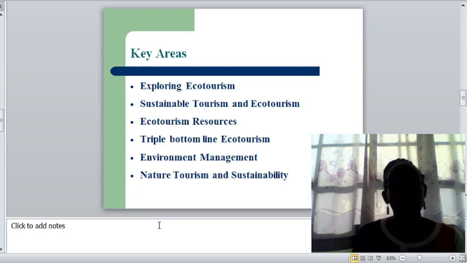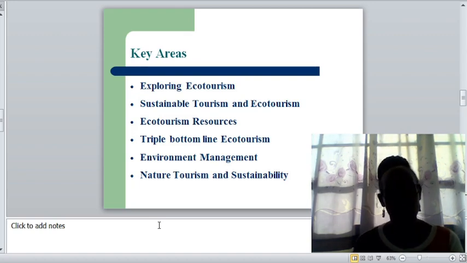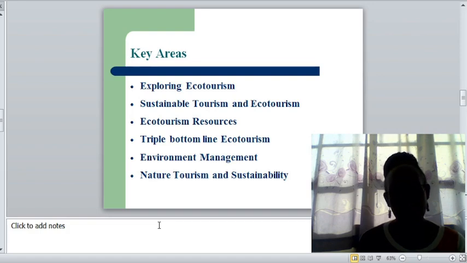We are also going to look at the triple bottom line of ecotourism. What are these key factors of ecotourism? Some people call it the 3P of ecotourism. That is people, planet, and now profit. We need to look at how the three factors interrelate. We are also going to look at environmental management. Here we are going to look at management as a system and how it affects ecotourism.